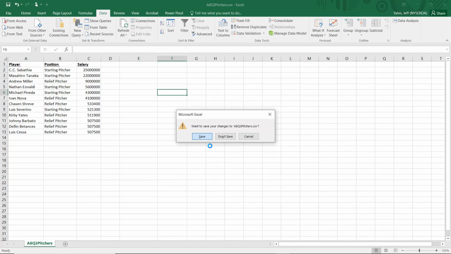And now I want this to be the position players. Okay, so we could do a couple things. We could leave this file as it is, or we could do a new save as and call it A8Q3 position. So let's do that. Save as A8Q3 position. All right. Now, what I want to do is the opposite of what I did before. So I just wanted to pull the pitchers out. Here, I want to get just the position players.